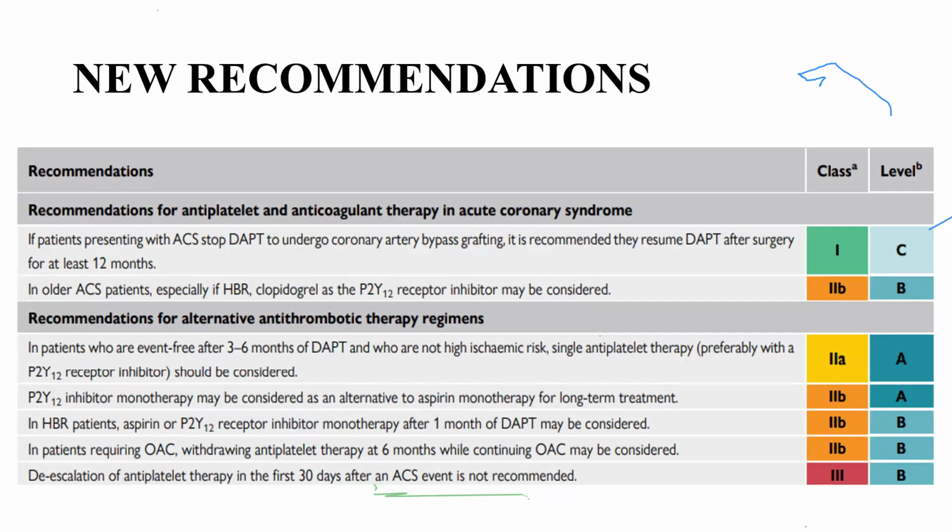Now, if your patient has not had any events or any complications within that 3 to 6 months of being on dual antiplatelet therapy, and if you assess the ischemic risk and it's not high, then you can put the patient on a single antiplatelet therapy, which in this case, P2Y12 inhibitors are what is being recommended, as against continuing with only aspirin. So P2Y12, that's a 2A recommendation. And P2Y12 inhibitor monotherapy may be considered as an alternative to aspirin monotherapy for long-term treatment, which is 2B.